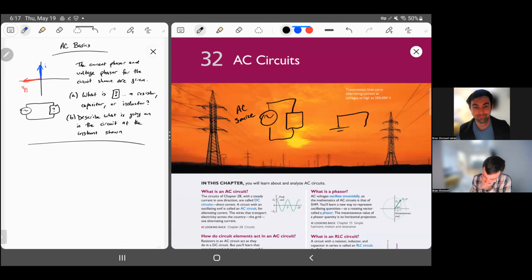So before we would have a DC battery, so always providing current in a single direction, direct current, EMF source, and then we put different circuit elements here. So we've seen resistors, we've seen capacitors, we've seen inductors connected, and a few different combinations of that. In this chapter, we're replacing the DC source with an AC source.